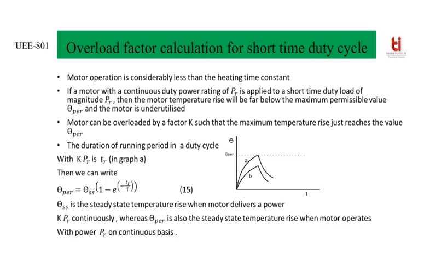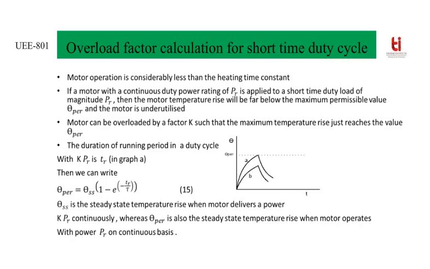Now the motor rating is PR, that means continuous duty power is PR, and it is applied for short term duty ratio. Obviously it will be underutilized, and the maximum permissible temperature is theta permissible, theta PER. Now let's overload the motor by a factor k. K is greater than 1. Now the load is k into PR. Now the k PR is for duration TR.